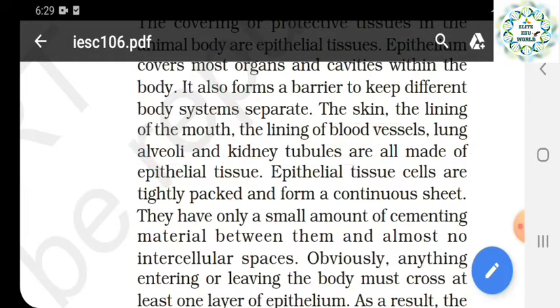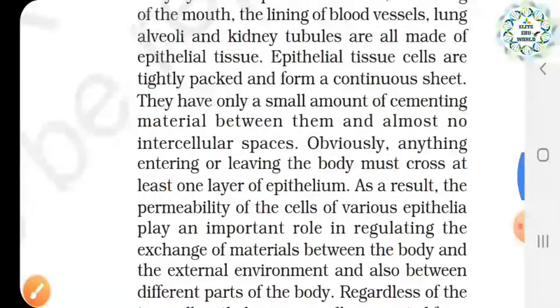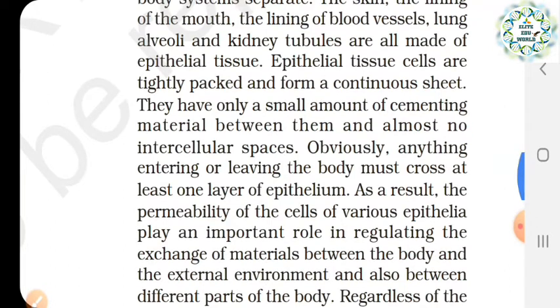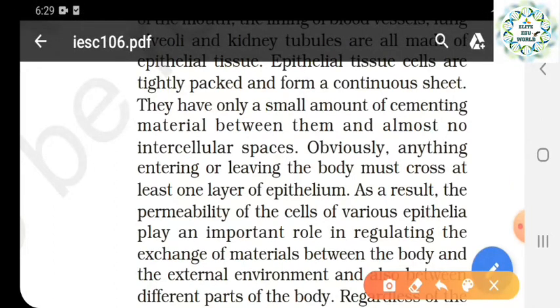So here the epithelial tissue cells are tightly packed and form a continuous sheet. It is the outermost covering, providing protection. That is why they are just joined together and don't have intercellular spaces. They are very tightly packed together to form a continuous sheet, which can provide spatial protection to the organs.